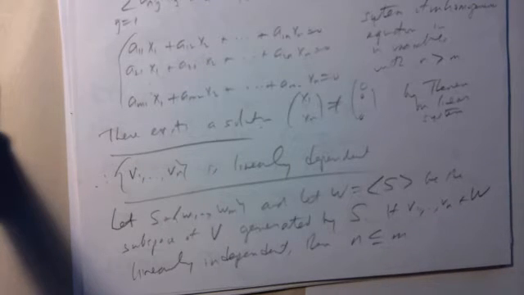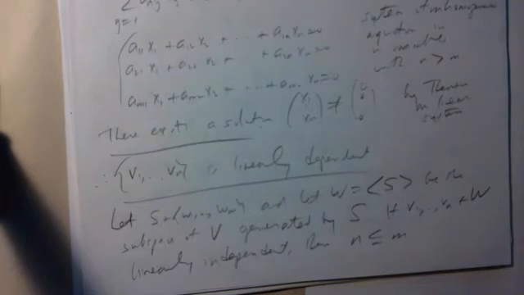So every linearly independent set has at most m vectors in it. So this is basically a review of what I did yesterday, and let's move forward.